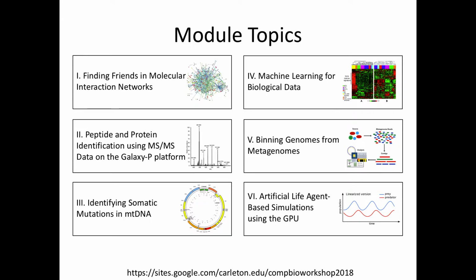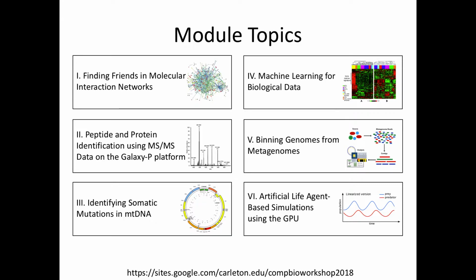So this ranged from things like identifying candidate regulators from an interaction network. So this leads into some graph theory problems. We had a module that was looking at peptide and protein interaction. So this used the Galaxy framework and provided an overview of how we might do this from tandem mass spec data.